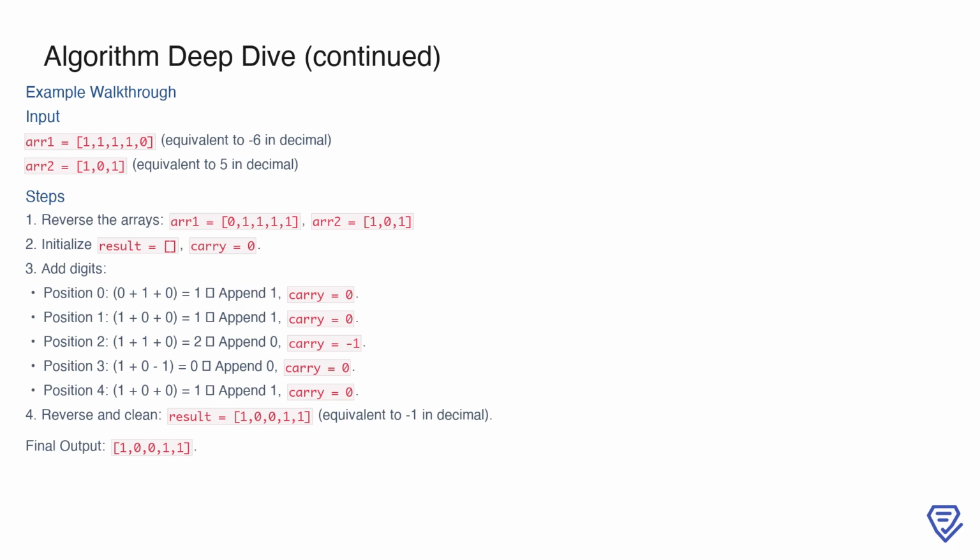Finally, at position 4, the sum is 1 plus 0, which is equal to 1. We append 1 and the carry remains 0. After processing all digits, we reverse the result array to restore the correct order, yielding 10011. Removing any leading zeros leaves the final result unchanged. This corresponds to -1 in decimal, which is the correct sum of the input numbers in Negabinary. Therefore, the output is 10011.